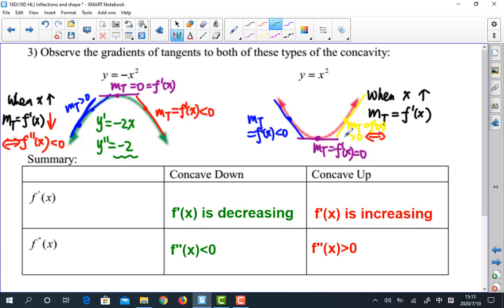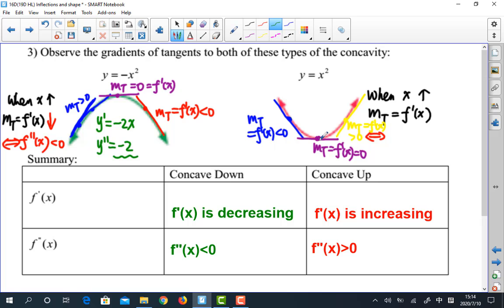Likewise, we can observe the relationship between the gradients of the tangents and the concavity of this function. So on the left side, let's pick up any point and draw a tangent line to the curve at this point. So this blue one, don't you think this blue one should have negative slope? So the gradient of this tangent, the first derivative at this point, is less than 0. So when I move the x value from the left side to the right side, negative, then go to 0.